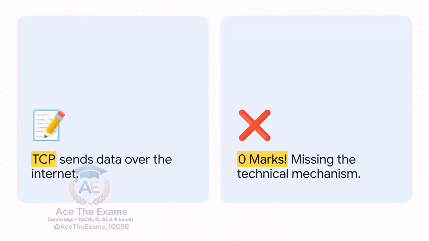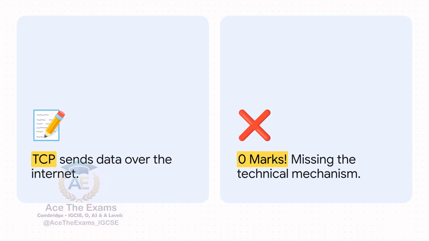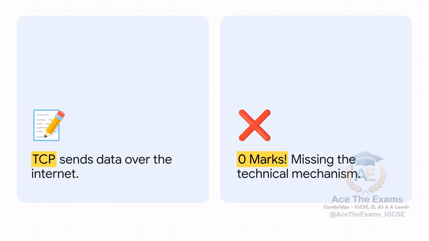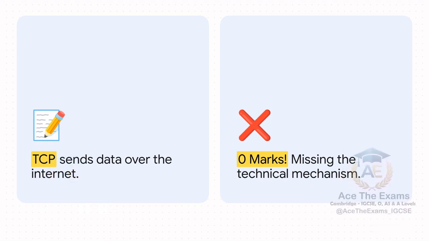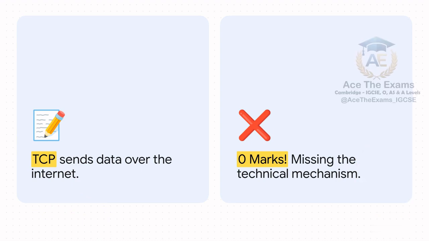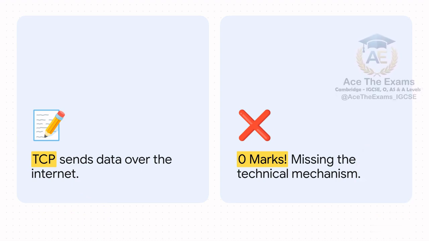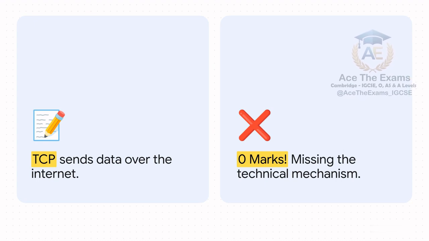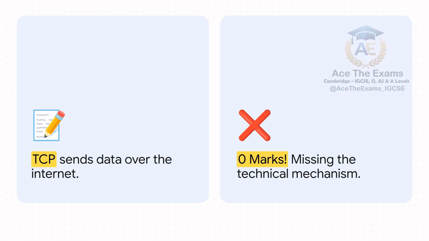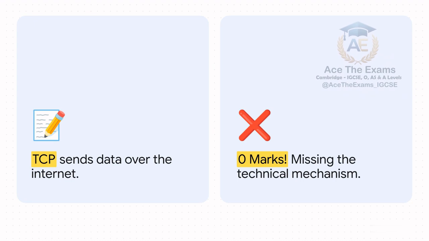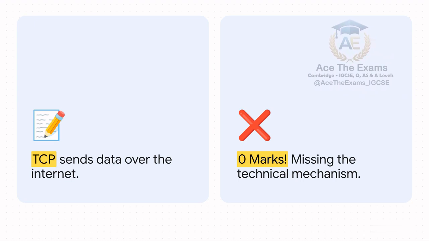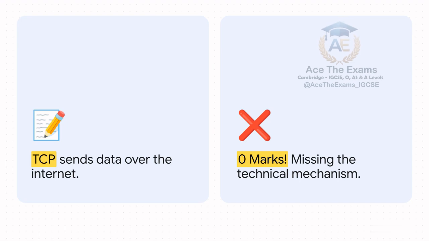Take a look at this classic generic student answer. TCP sends data over the internet. I mean, sure, it sounds fine if you're just chatting with a friend, right? But put that on an exam paper and you are getting absolute 0 marks. Why? Well, because it completely ignores the actual technical mechanism. It literally tells the examiner nothing about how the data is handled, what rules apply, or why any of it actually matters. So today, we're going to fix that. We are going to completely bulletproof your understanding.